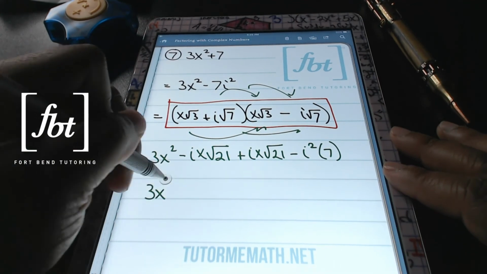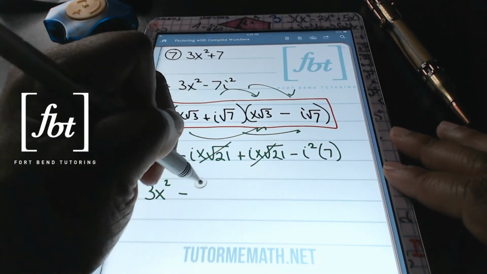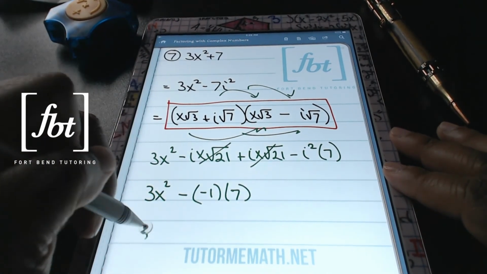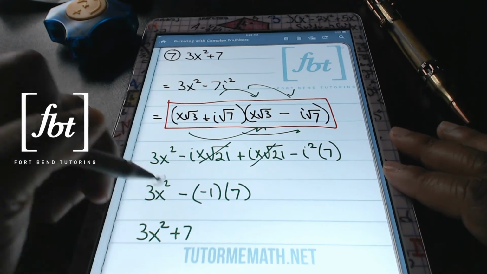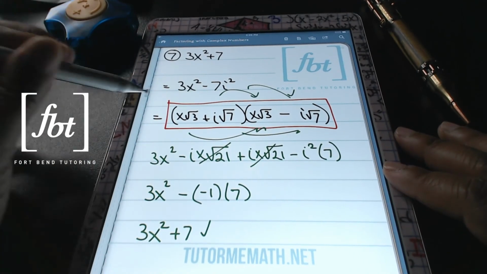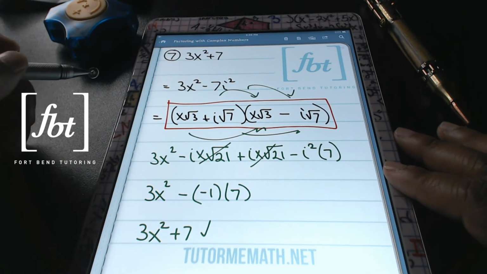See, what happens with our middle terms here is that they're going to cancel out, right? And then we know that we have a negative 1 times 7. Well, that's just going to give you 3x squared plus 7 as a result, which will confirm that our factorization is accurate. That's right. It's correct. In other words, it's the answer. Done and done for problem number 7.